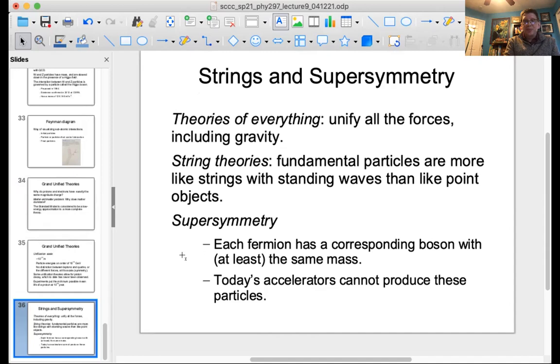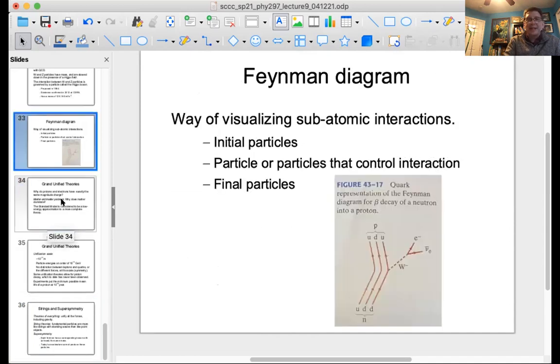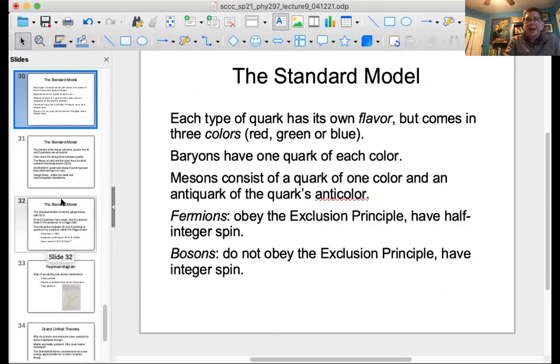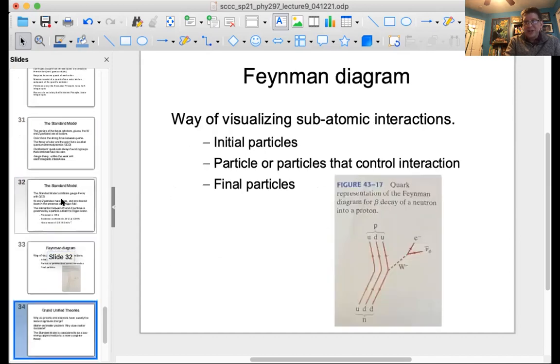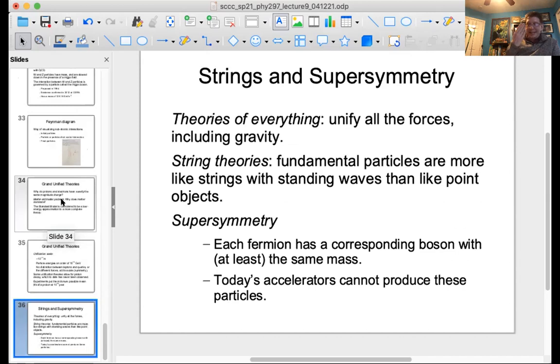Supersymmetry is when each fermion has a corresponding boson with at least the same mass. So that's another type of theory. Going back a couple of slides, the fermion obeys the exclusion principle. So it's saying that each fermion has a corresponding boson that has the exact same mass, or at least that is what's postulated in this theory. But it's beyond the ability of today's accelerators to verify this. So that's where we are, and we have theories that we can't test.